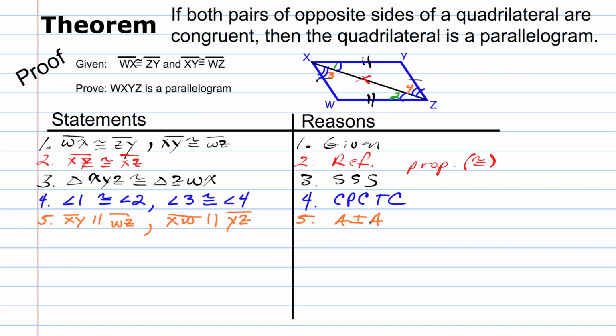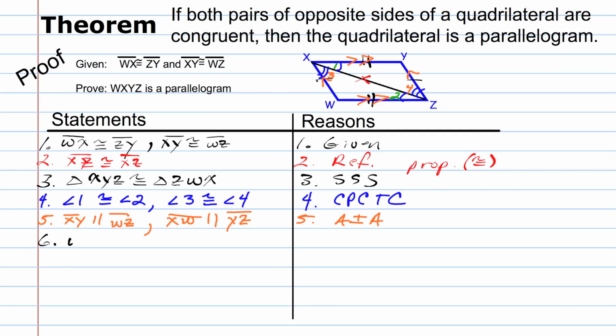And again, that's for the same reason, the alternate interior angles theorem. So we have the opposite sides now marked parallel, not congruent. That's what these arrows mean, that they are parallel. And since we have opposite sides parallel, we can state that the quadrilateral is a parallelogram.